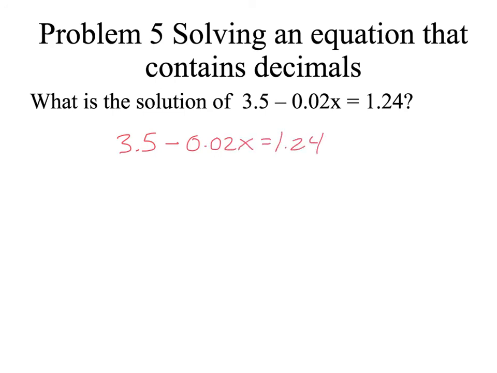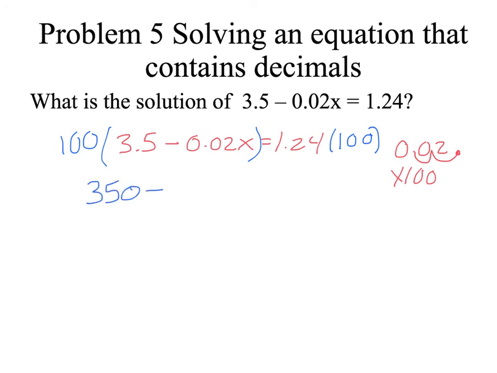Just like we were trying to clear out the fractions, now we're trying to clear out the decimals. So if you wanted to get these all to be whole numbers, the smallest one is 0.02. If we multiply that by 100, it would move the decimal point 2 places, and we would have a whole number. So we're going to multiply both sides by 100, and that's going to clear out the decimals. So 3.5 times 100, if you move the decimal place 2 times, that's going to be 350, minus 0.02 times 100 is going to be 2x, and that's going to equal 1.24 times 100 is 124.